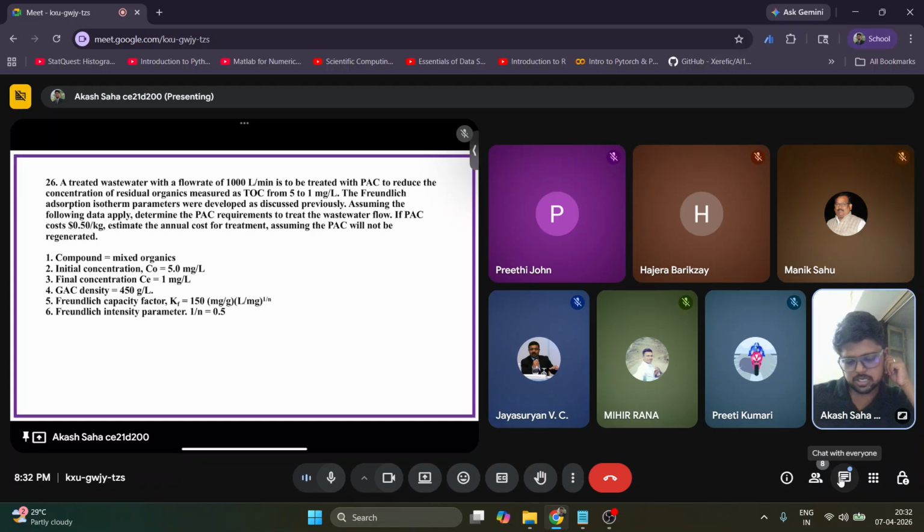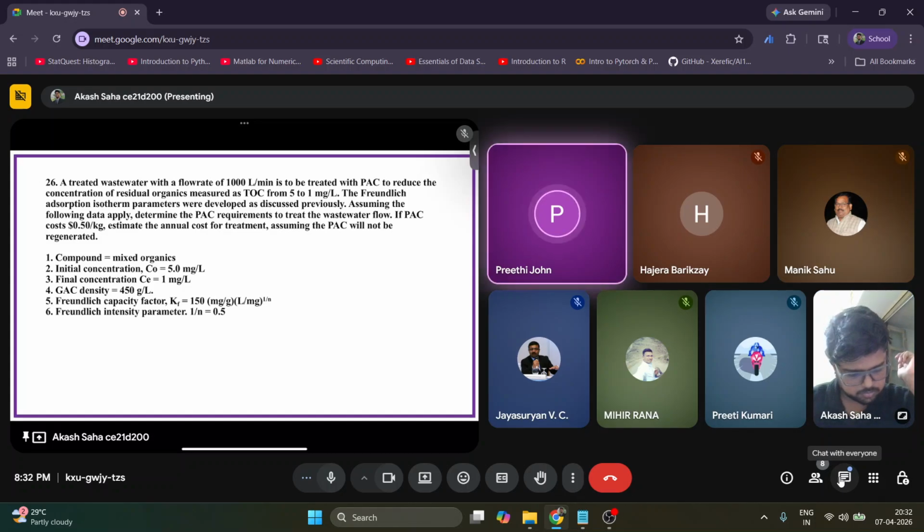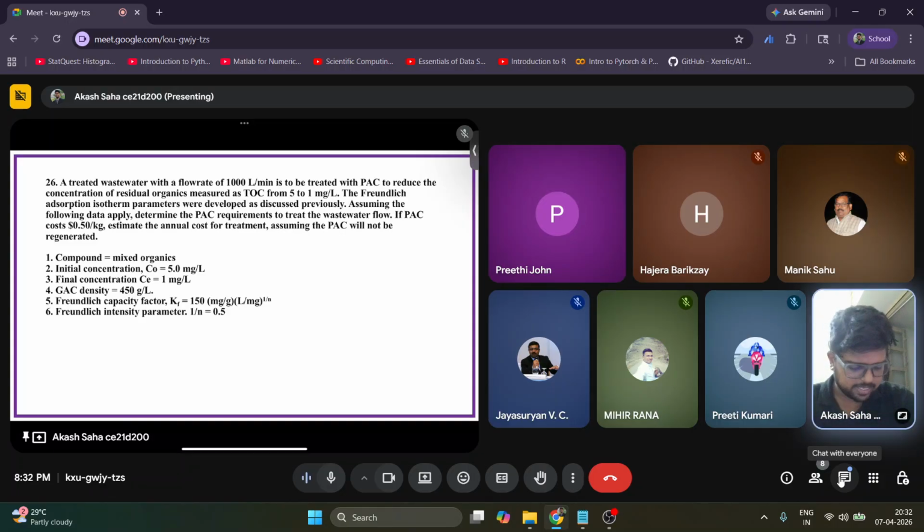So what is the dose that you are getting? I'll first find how many milligrams per gram of activated carbon. You were told that formula, right? Kf times Ce to the power of 1 by n. After that, you will find out the dose, right?